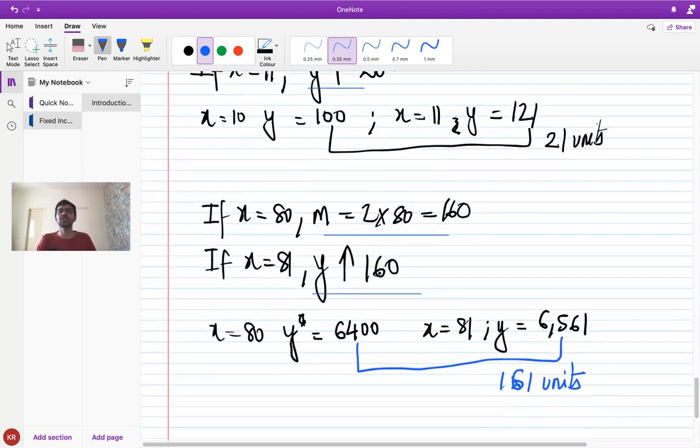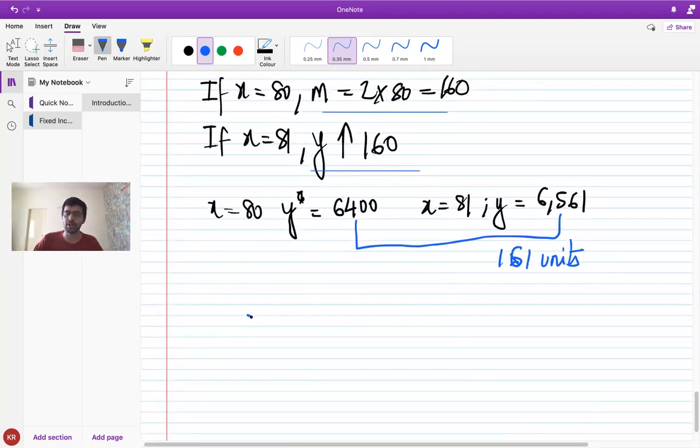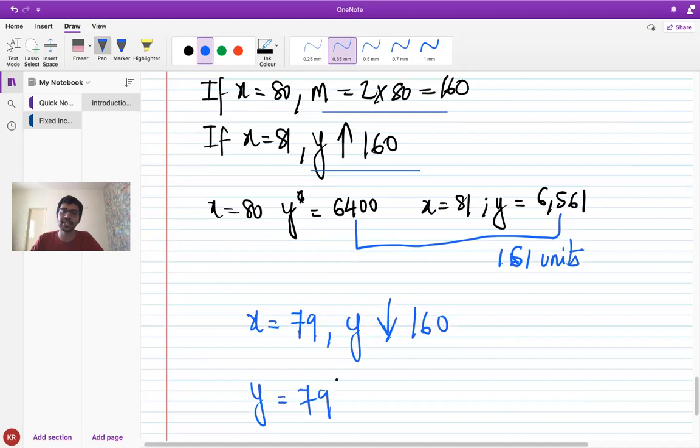All right. So obviously now if I say if x is equal to 80, m is equal to 160, and then I say what is the value of y when x decreases by 1 unit. I want to calculate the value of y when x decreases by 1 unit, which means if x is equal to 79, then the slope is saying that y should be decreasing by 160. If x decreases by 1 unit, y is supposed to decrease by 160. Let us see what is actually the value of y when x is equal to 79.